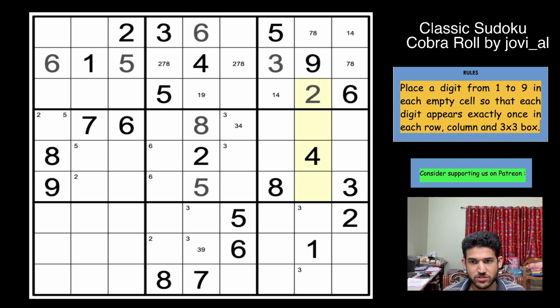2 is not here, 2 is not here, 2 goes here. And that gives rise to a 2 in box 4. So this is not a 2. So 2 in column 1 goes here.